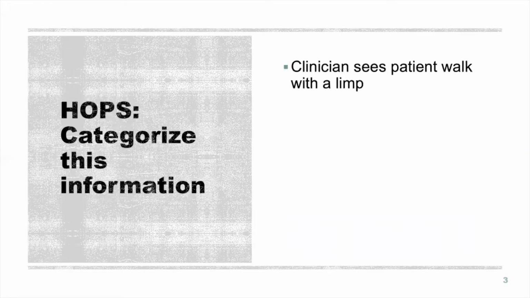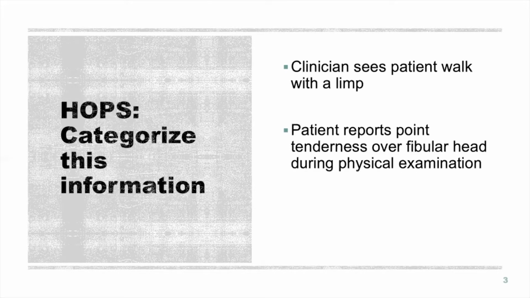So if we see that the clinician is seeing a patient walk with a limp, how would we categorize that as far as the HOPS system? Would it be history, observation, palpation, or specialized test? Well, hopefully you're coming up that it is an observation, right? Seeing them walk with a limp.